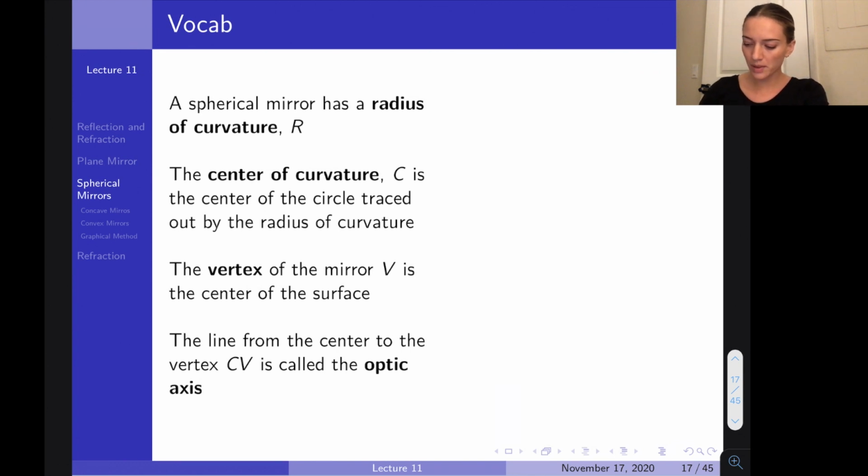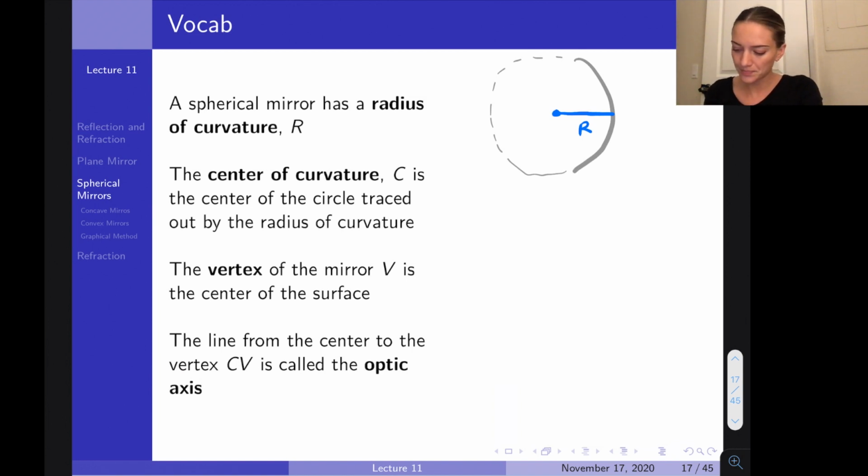A spherical mirror will have a radius of curvature. That means if we have the mirror here like that, if you traced it out and made the whole circle with it, we have the radius of curvature here. The radius of curvature is just what the radius of that circle would be if you traced out a full circle from the mirror. And the center of curvature is just the center of that circle. So the center of curvature is just this point right here.